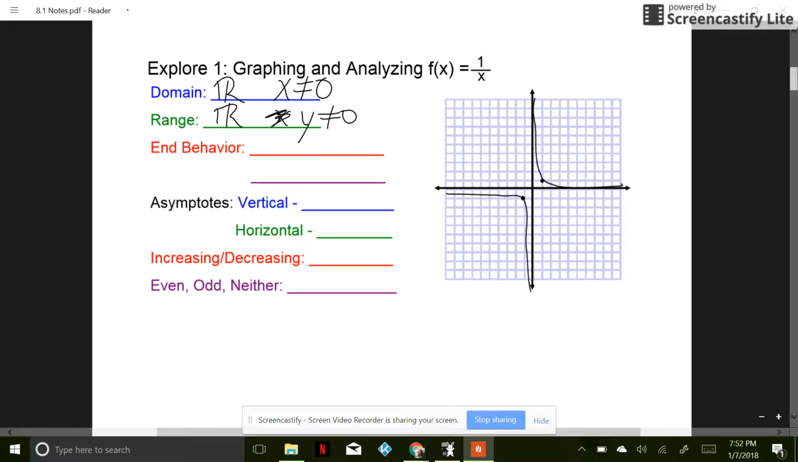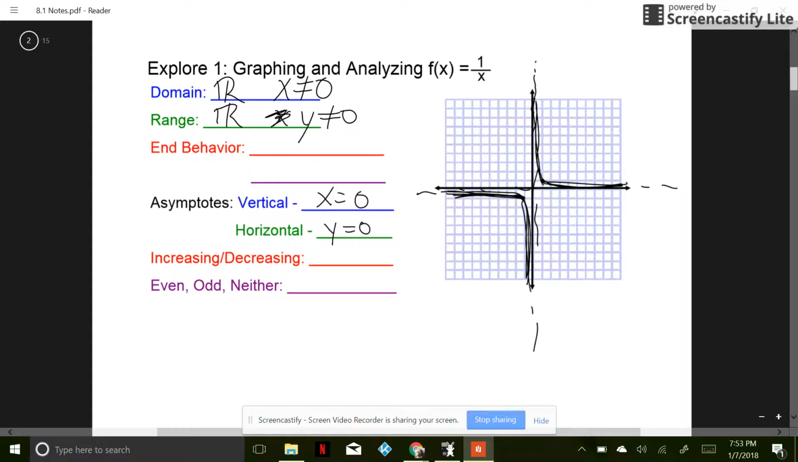You'll notice in the graph, the y values are always coming closer and closer to 0. That's telling us our horizontal asymptote. We've got a horizontal asymptote at y equals 0, the x-axis. And our x values are getting closer and closer to 0, but they're never going to quite reach it. So we also have a vertical asymptote at x equals 0. When we label asymptotes, we usually draw a dotted line in those areas to show where the asymptote is located.